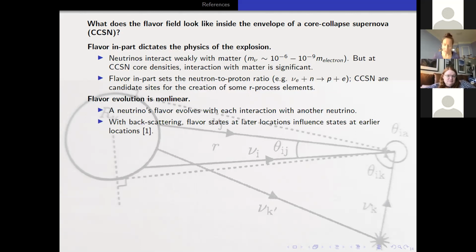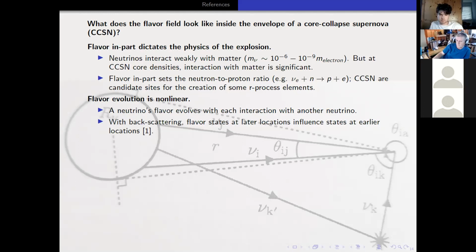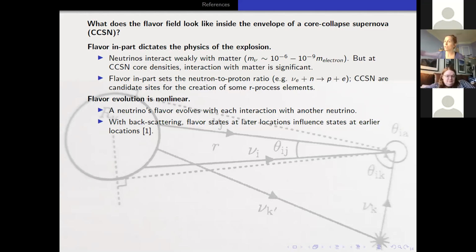But the flavor evolution is a nonlinear process, very difficult to study with current computational techniques. And here's what I mean by that. First of all, a neutrino's flavor is not a static property of a neutrino. If it's emitted as electron flavor, that does not mean it's going to still be electron flavor a kilometer away. In particular, the flavor will change with every interaction with any other particle, including other neutrinos. So in that way, we have a nonlinear problem. And then in addition, the neutrinos don't just stream from radius 0 out to our detector.